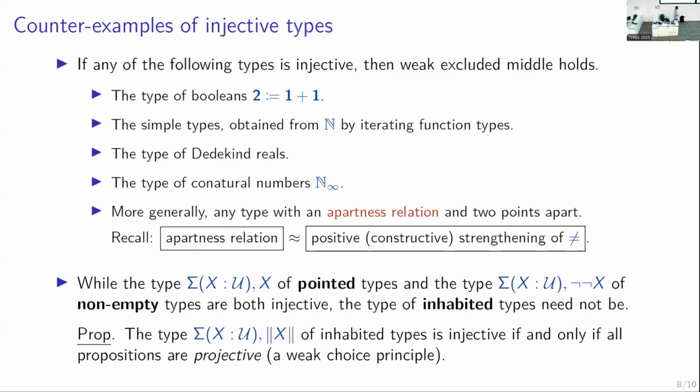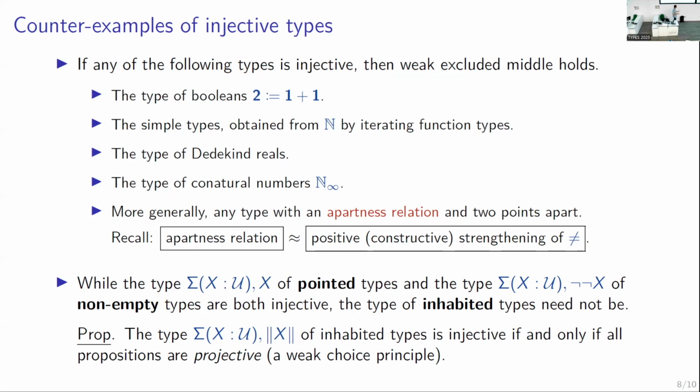Yes, I think so, but I would have to check the details. I mean, sometimes you're in the situation where you need a fully excluded middle to do the converse, but I think here it's not the case. There's another kind of example that I want to highlight, which is the type of inhabited types.